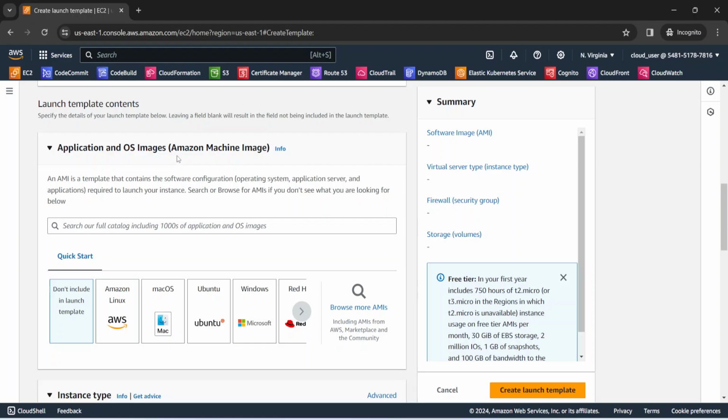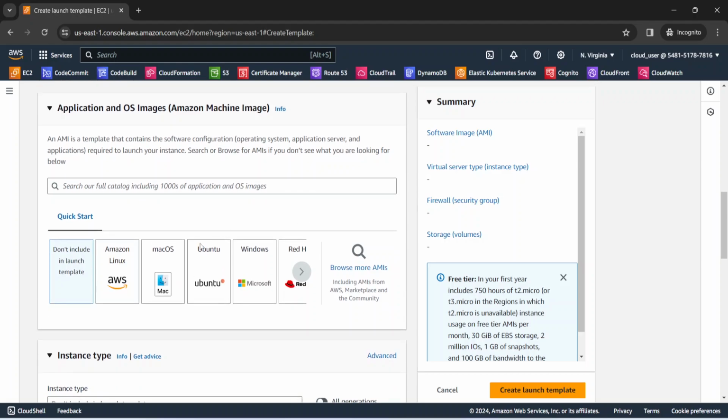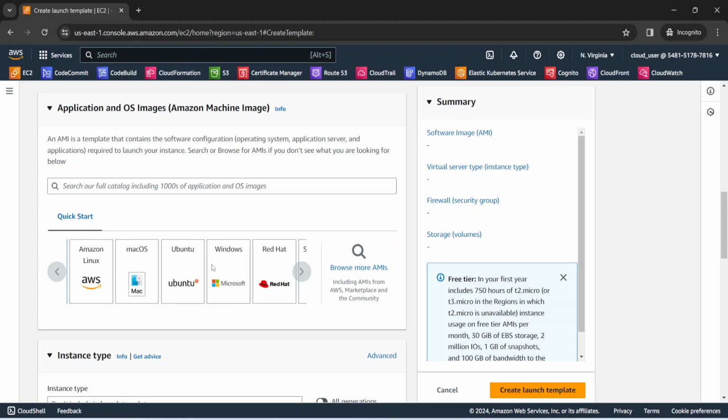We have the application and OS images, which is short for AMI. An AMI is a template that contains the software configuration. It has the OS, application server and other related specifications. I have a bunch of OS to choose from: Amazon Linux, macOS, Ubuntu from Canonical, Windows from Microsoft, Red Hat, SUSE Linux, Debian. So the most popular OS are available.